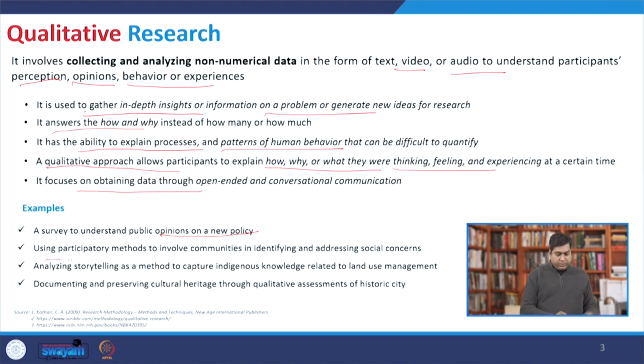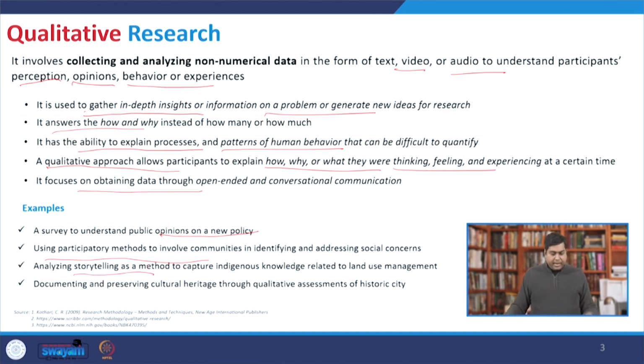Another approach is using participatory methods to involve communities in identifying and addressing social concerns. One of the methods that we'll also discuss under qualitative research is the public participation survey. There we form a particular focus group, or we call some people to discuss certain changes or a certain strategy that you develop, and try to understand how acceptable it is, or whether it can be adapted by the people for whom you are designing or giving that particular solution.